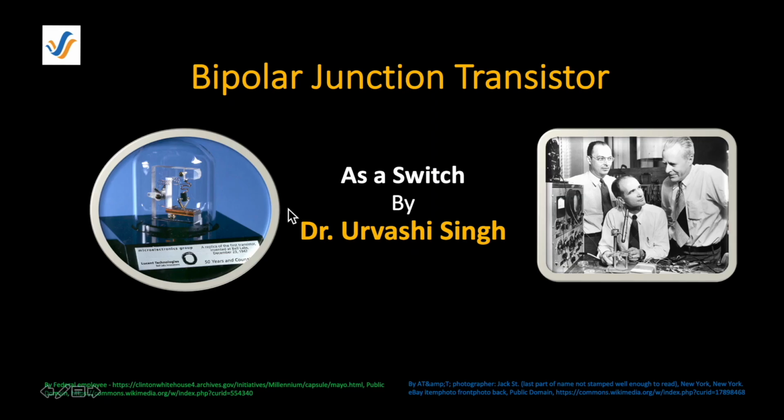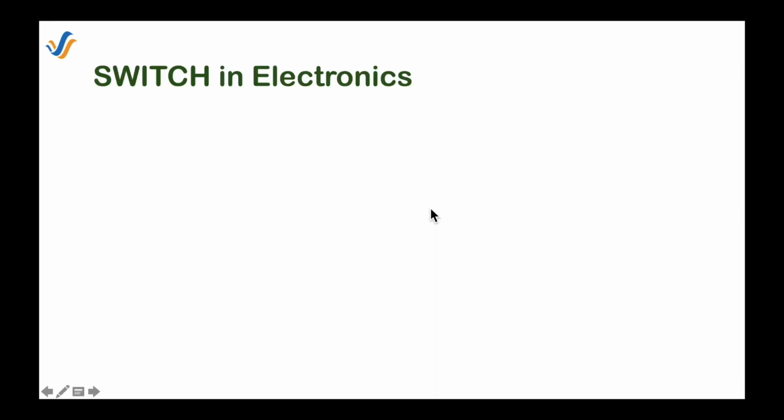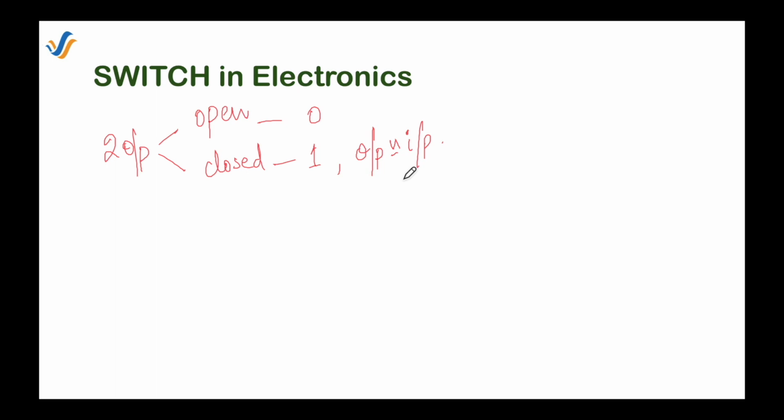In this video we are going to see how a BJT can be used as a switch. So let's quickly recall what a switch is. A switch is a device which has two possible outputs, depending on whether the switch is open or closed. When the switch is open, there will be no output, or we can represent it with 0. And if it is closed, then there will be an output, and ideally the value of the output should be equal to the input.